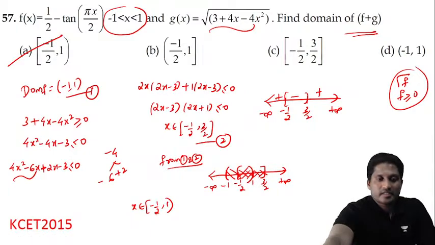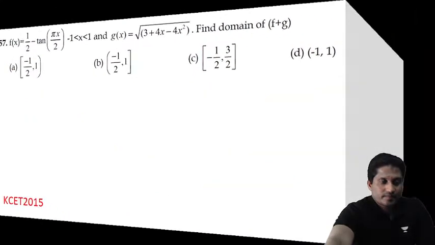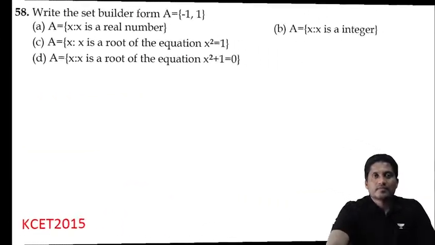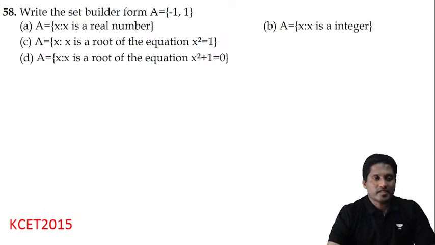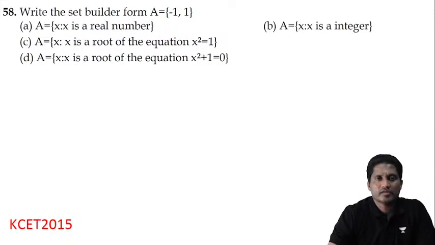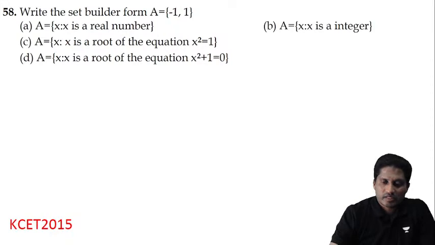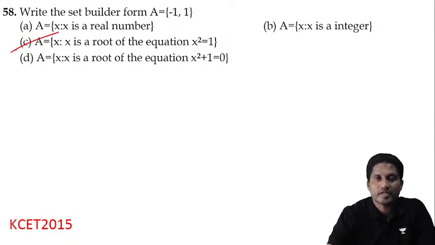Move to the next question. Okay, write the set builder form of capital A, which is the set of roots of the equation x square is equal to 1. Set builder form, because x square is equal to 1, obviously roots are x is equal to plus minus 1.